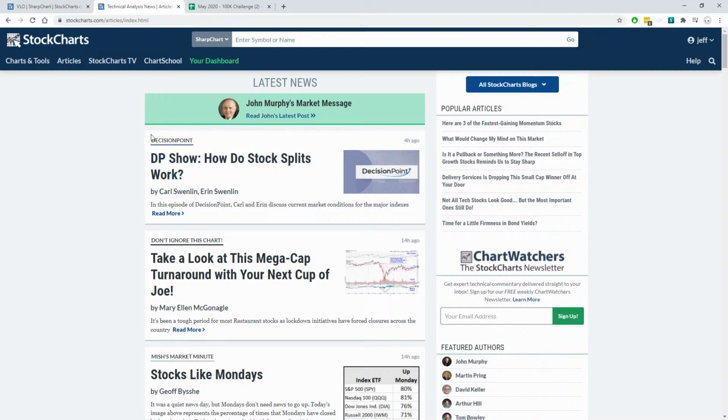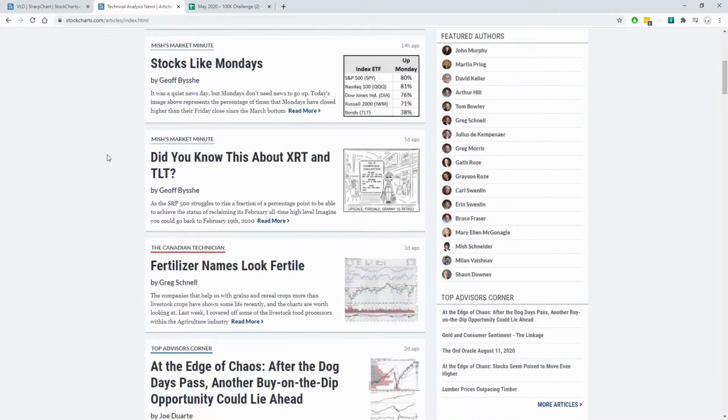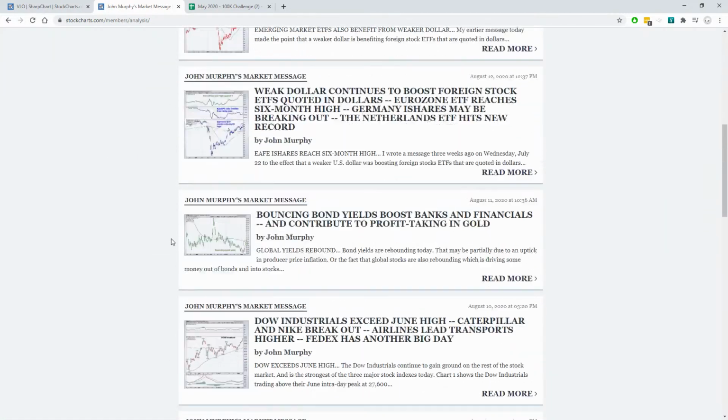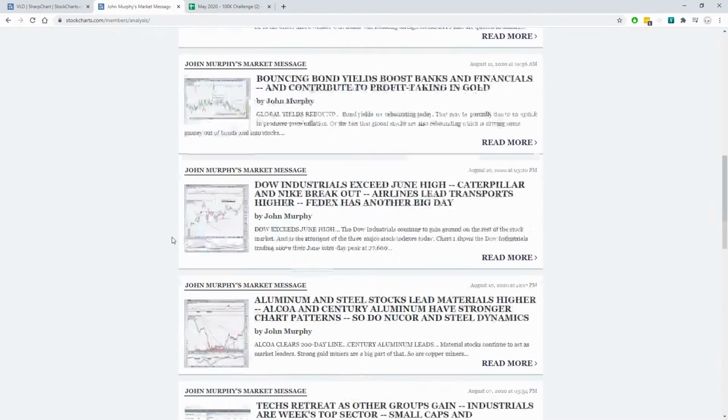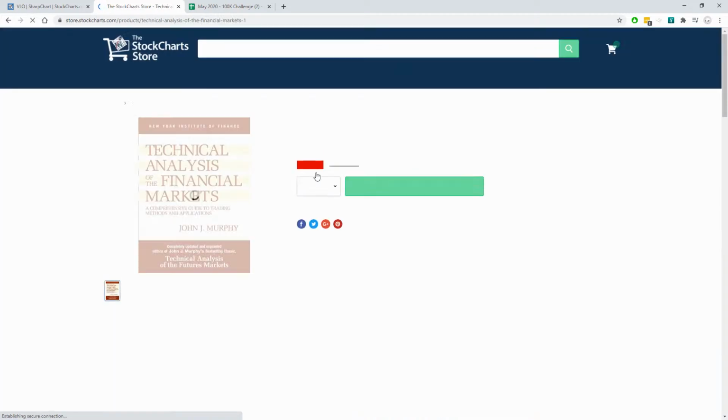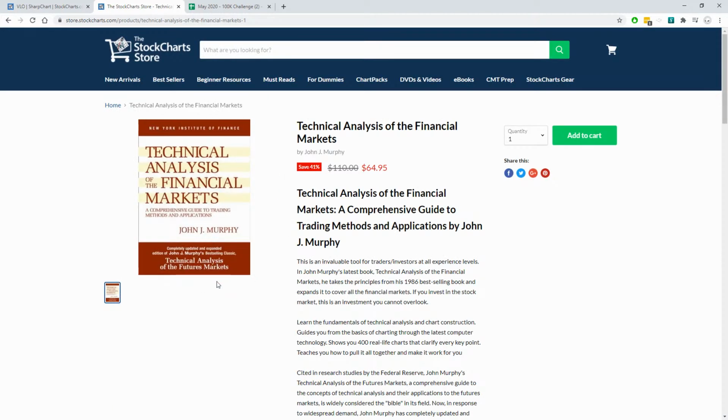in StockCharts. Let's see, is his book in here? There's a book that he has that is absolutely fantastic: Technical Analysis of the Financial Markets. If you're looking to really get into these indicators a little bit more, this is one of the best books that I could recommend.